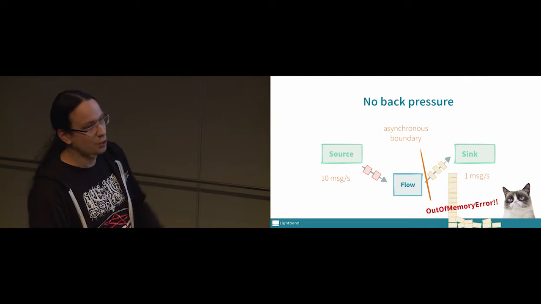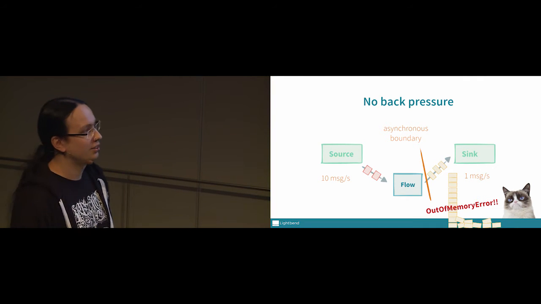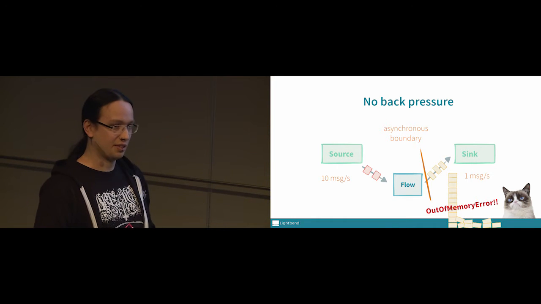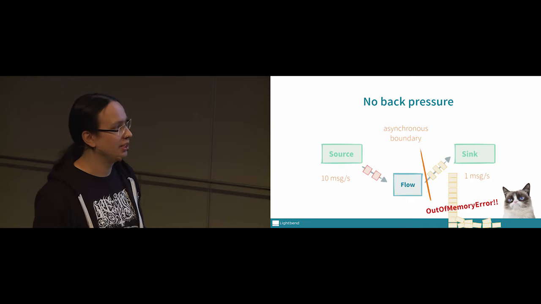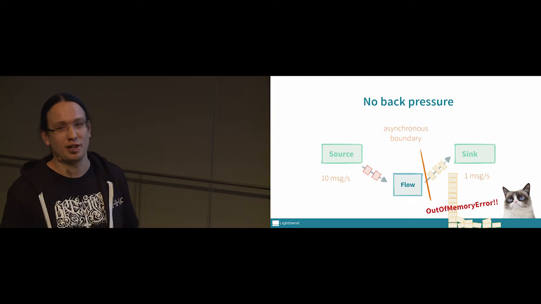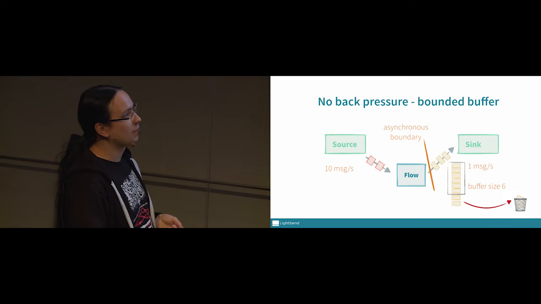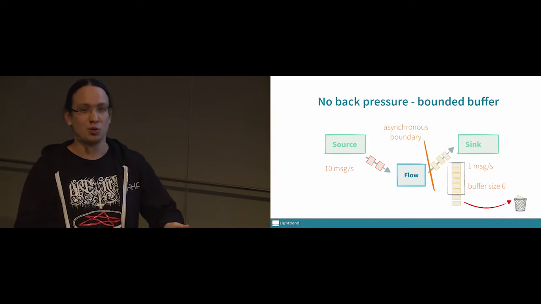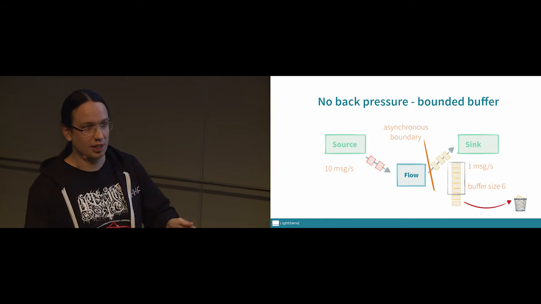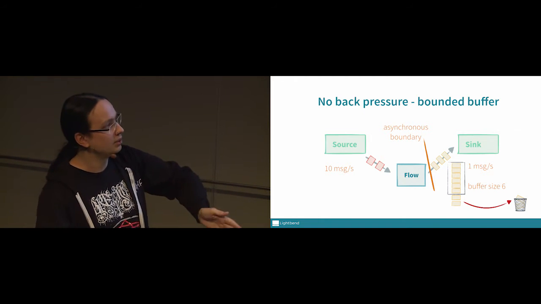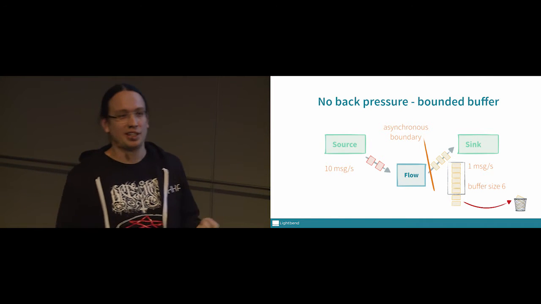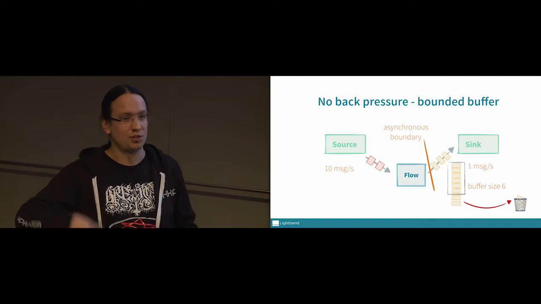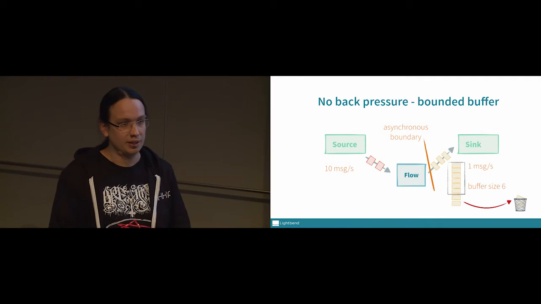So one option is to do nothing, right? Which means that there must be a buffer somewhere. And if we do nothing, then this buffer will over time fill up, and you will get the grumpy cat out of memory JVM crash. Or we can decide to throw away elements, right? So we have a bounded buffer on the slower side, and we say we can fit, actually, 6 elements. And if this buffer is full when we get a new element, we just throw it away. We put it in the paper bin, right?